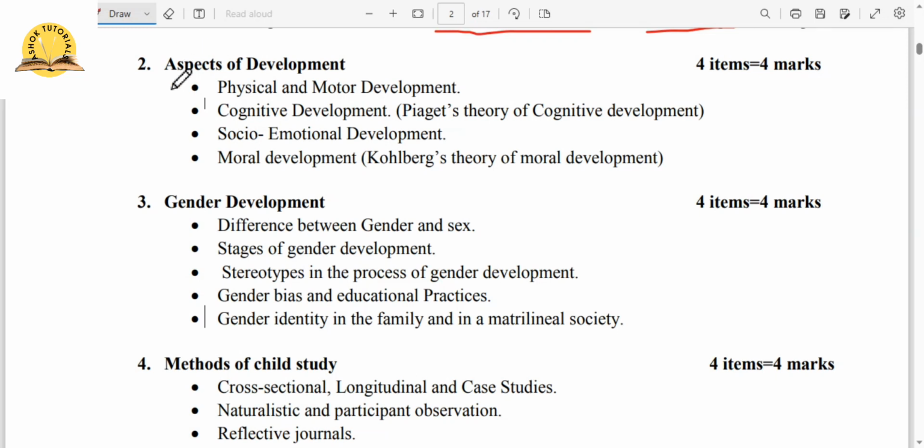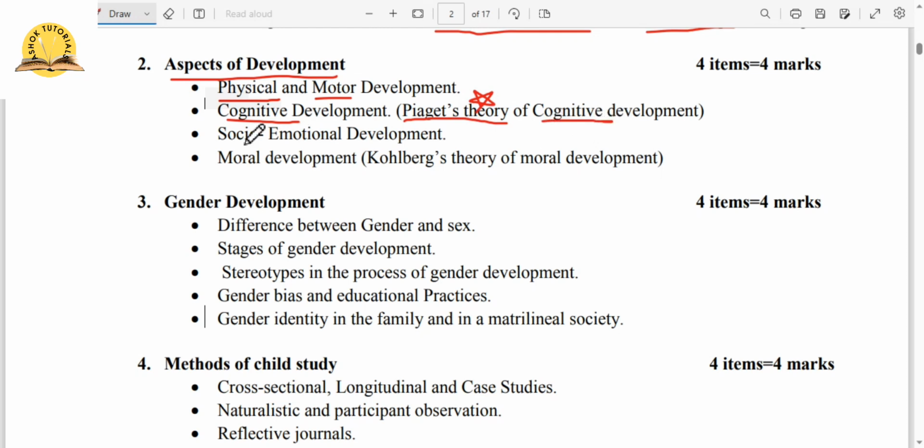So the second unit is all about aspects. What are the different aspects of development, right? Like the physical aspect, physical development, motor development, cognitive development. So in cognitive development, we have a very important name. This is Piaget, right? Piaget is a very well-known educationist. So you have his theory even in paper 1 and in this paper 2 as well. So this name is very much important, Piaget. So never forget this, and you can mark it with a star mark, right? Piaget's theory of cognitive development, his theory of cognitive development in particular.